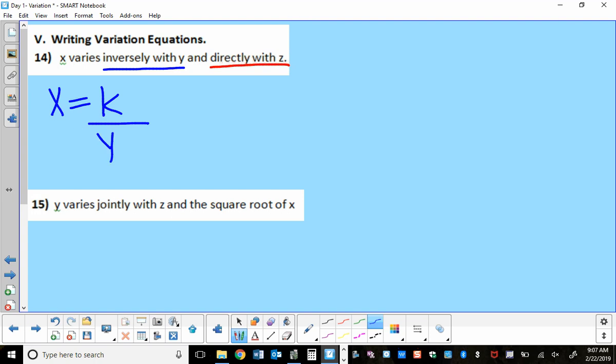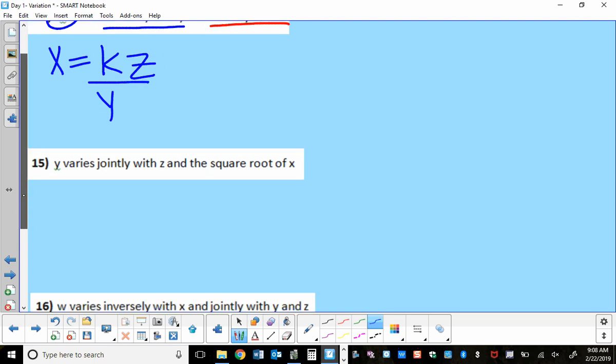That inverse tells me I'm dividing. And directly with z. Because it's directly with z, I'm multiplying. Does that z go on the top or the bottom? It actually goes on the top. And it goes on the top because we're talking about x. So compared to x, the y is inversely, the z is directly, which makes it like on top. Does that make sense? If it was going to be on the bottom, it would just say x varies inversely with y and z. Both letters would go to the bottom. Okay, so that's number 14.